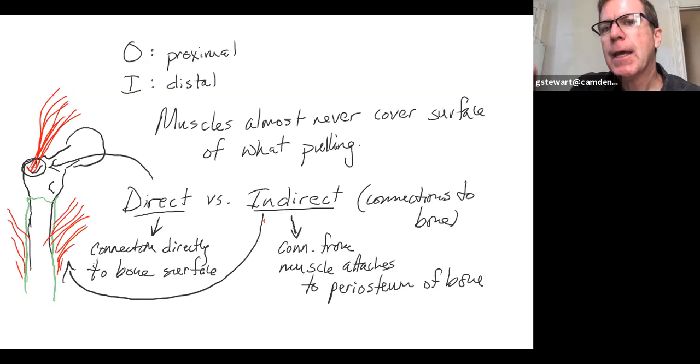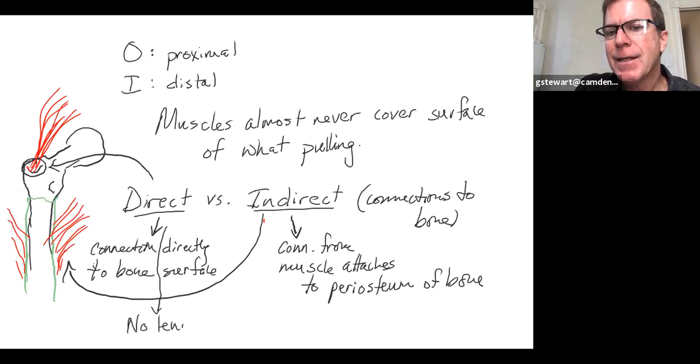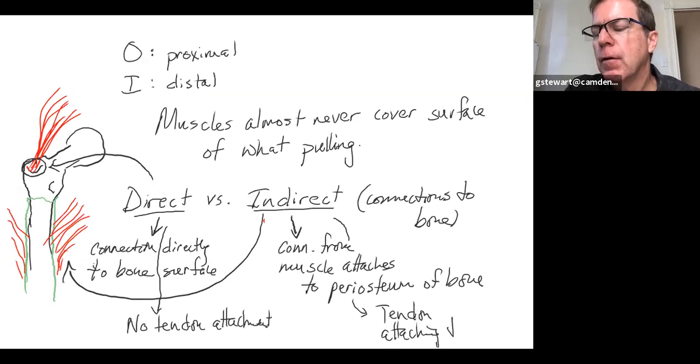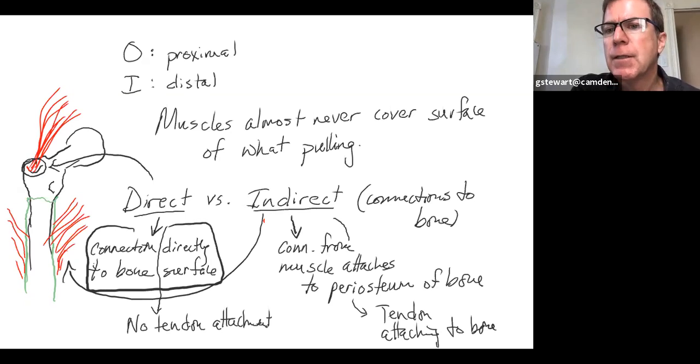Some books say that direct means no tendon attachment is used, so the muscle attaches directly, not via an organized tendon. An indirect attachment would be if there is a true tendon attaching to the bone. I prefer the literal scientific definitions, these two.